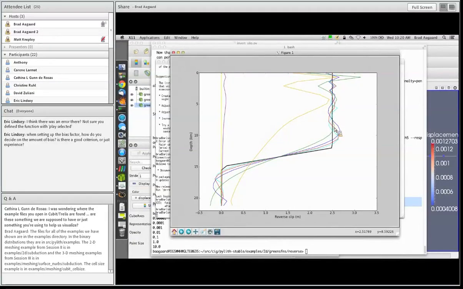So that's it for this 2D Green's function example. Do we have any questions related to this 2D Green's function example before we generate just the Green's functions in a 3D problem? Okay, I don't see any evidence of questions, so let's go on.